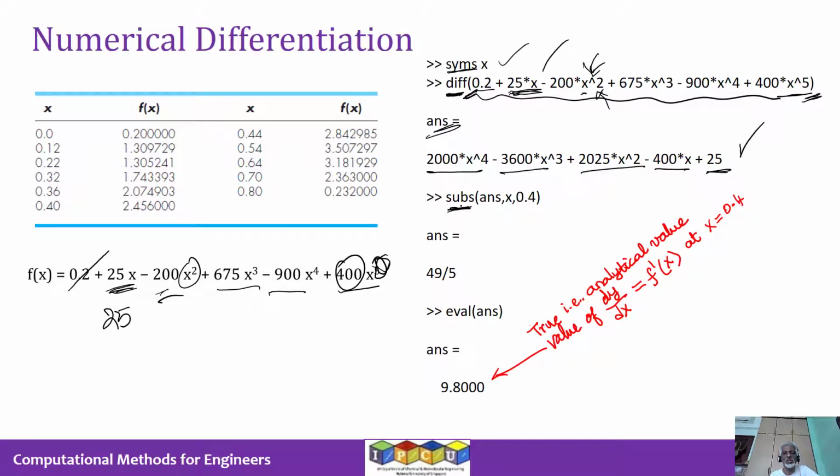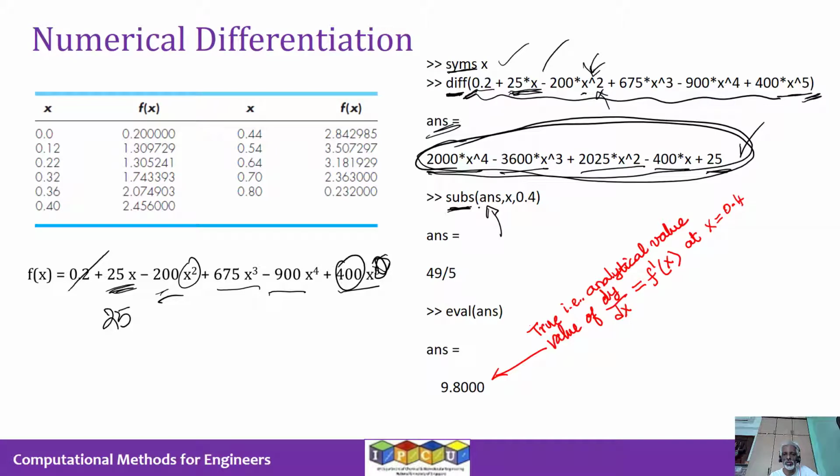SUBS is substitute. In this expression, which is now the answer, ans, at this stage, this is what is contained in answer. So it's going to be this. So substitute in this answer variable x, for x, substitute the value of 0.4. And then you will get this to be the answer. When you press enter after typing out that command, the answer comes out to be 49.5, which will still be in symbolic form.